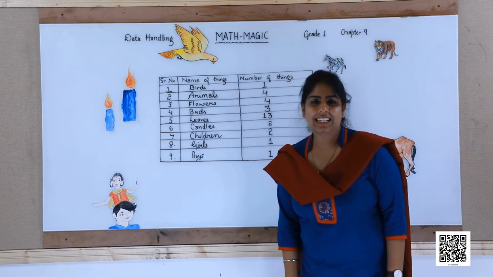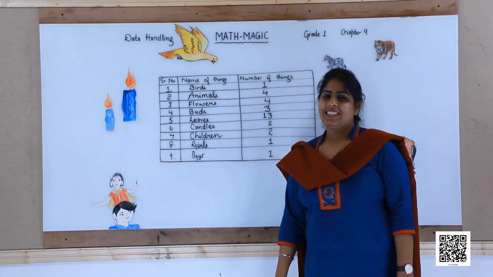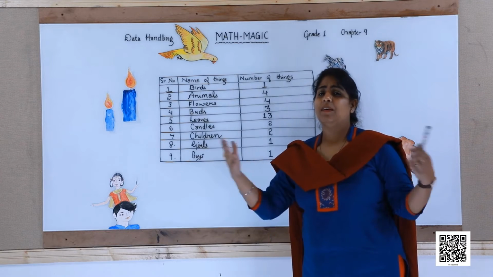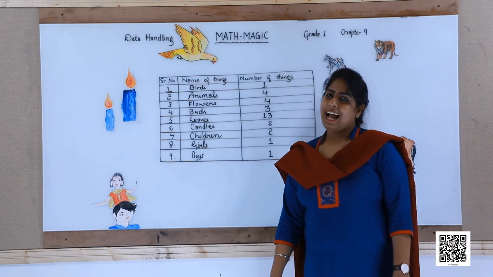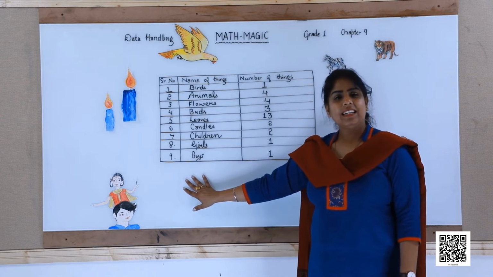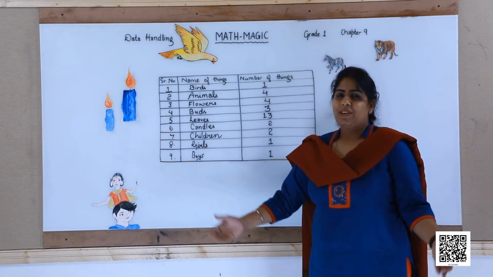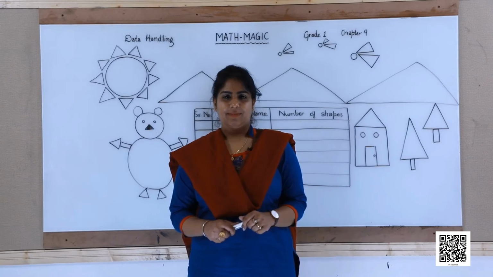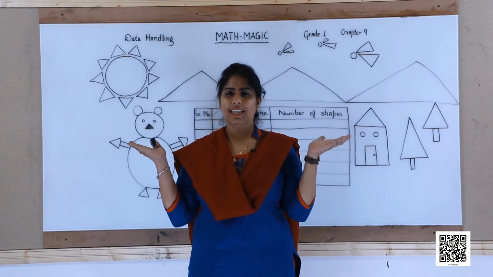So, did you like this activity? Would you like to do this? Yes, you can count any number of things around you and make a data like this and answer whatever questions somebody can answer. So, dear children, what all do you see here?